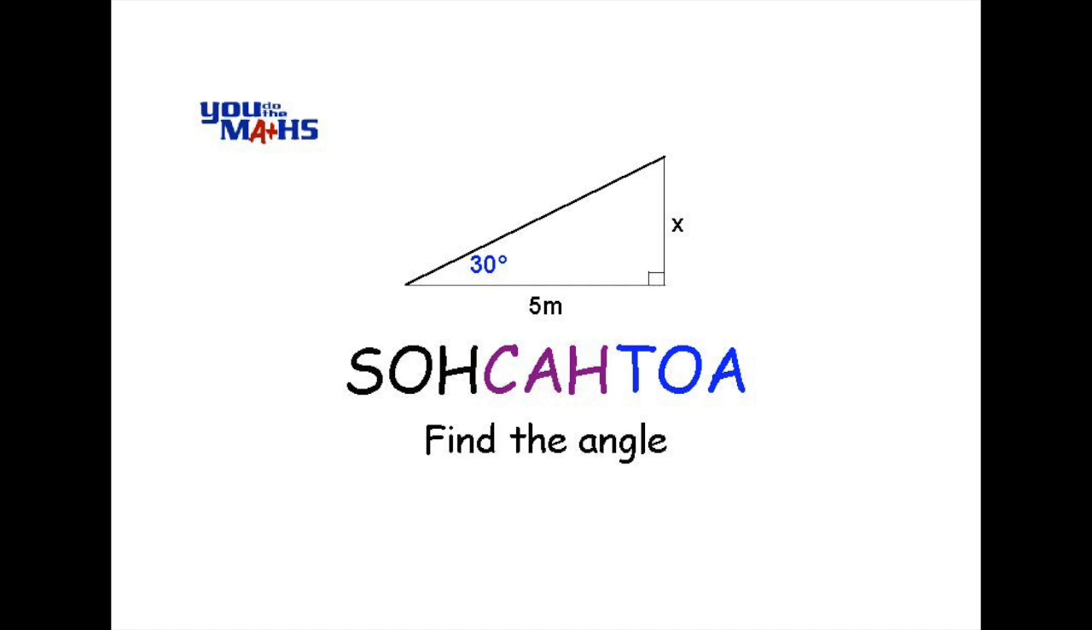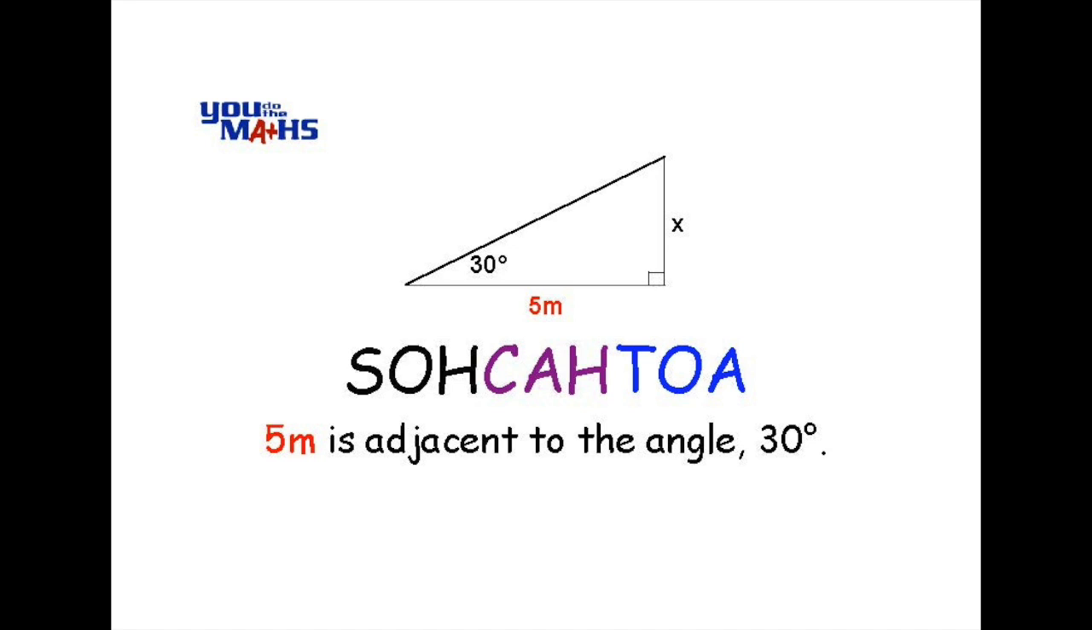The first thing we need to do is to find the angle. In this case it's 30 degrees. Now the x is opposite the 30 degrees. We can see the x there in green, so that's directly opposite the 30 degree angle, and that's called the opposite side. The 5 meters is adjacent to the 30 degree angle, so we call that the adjacent side.